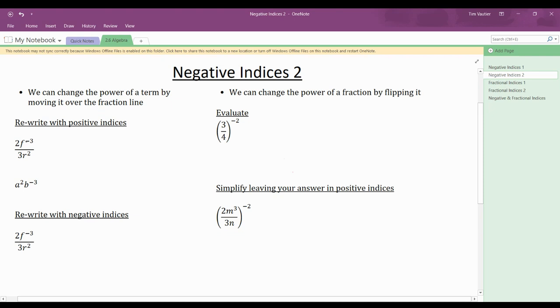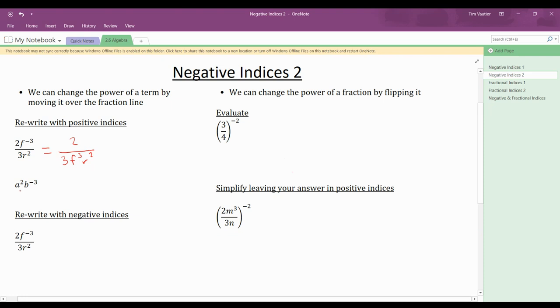So what we've got here, if we want to rewrite with positive indices, we've got 2f to the power of negative 3 over 3r squared, and we want to rewrite it so that this f term has a positive power. Currently it's at negative 3, we want it to be positive. So we can rewrite it, but instead of having the f on the top, we're shifting it to the bottom. Now I'm writing f to the power of 3 first. Typically we write alphabetically, so that's why I'm doing f before the r term there. So 2 over 3 f to the power of 3 r squared.